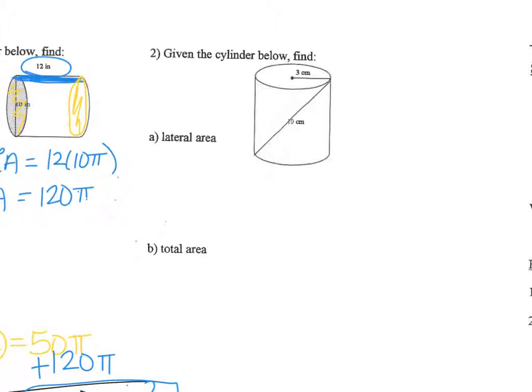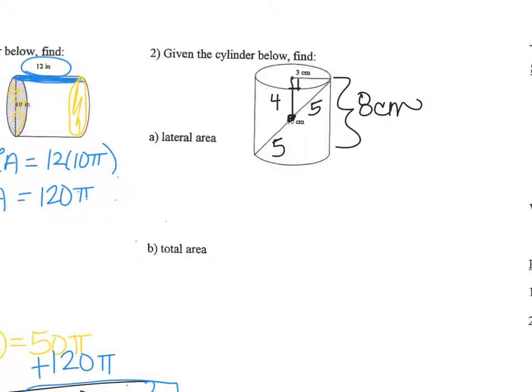So for the next one, we are not given the height, but we can find the height. If you look, you can draw a line from here to here, and that would be going into the middle of your cylinder, which would make your diagonal, instead of 10, we can think of it as 5 and 5. And this would be a special triangle now because we made a right triangle. So this would be 4 centimeters, and the total height would be 8 centimeters.